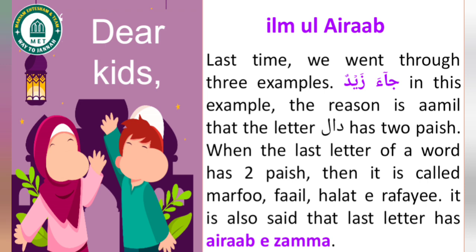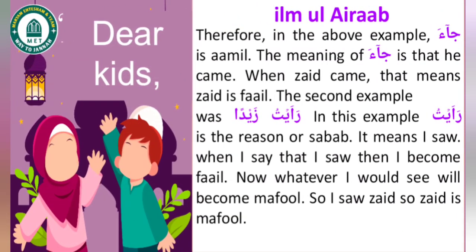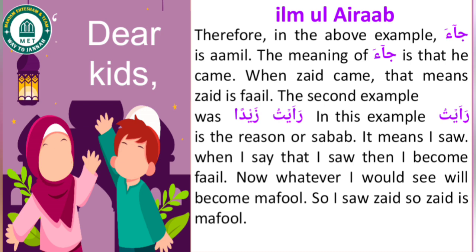Ja'a Zaydun. In this example, the reason is A'mil that the letter dal has 2 pesh. When the last letter of a word has 2 pesh, then it is called marfu', fa'il, halat rafa'i. It's also said that last letter has Airab zamma. Therefore, in the above example, ja'a is A'mil. The meaning of ja'a is that he came. When Zayd came, that means Zayd is fa'il.